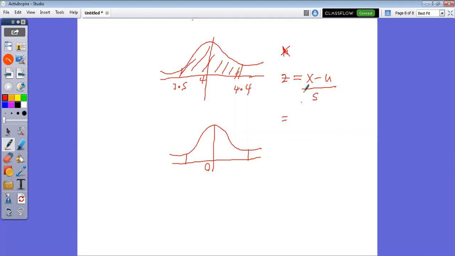So in this case, Z is our expected, on this one is 4.4, minus the mean, which is 4, divided by, what is the standard deviation? The variance is 0.09. So it's the square root of 0.09, like this. What do you get? 0.3. Only 0.3.